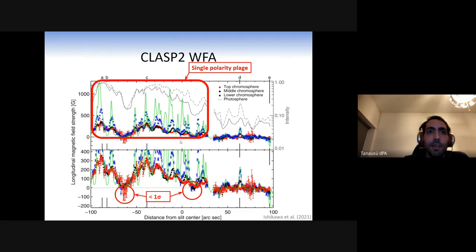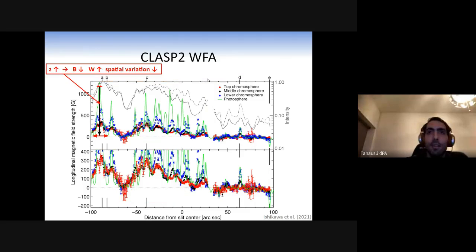Well, the first thing we see is that if we look only at the region covered by the plage, that is the one inside this square, we see magnetic fields of a single polarity. There are two possible exceptions in these two positions, but these are below 1 sigma, so they are not statistically significant. So at least along our slit, the plage shows a single polarity.